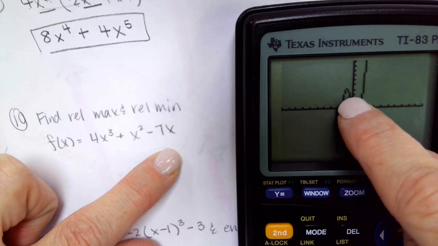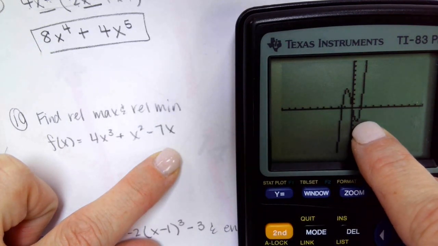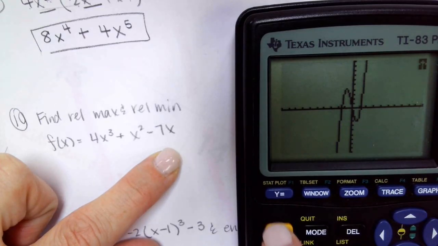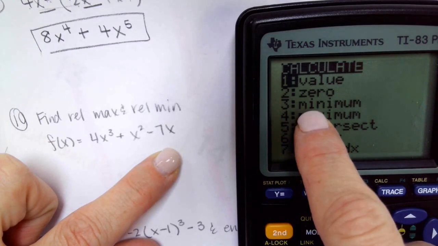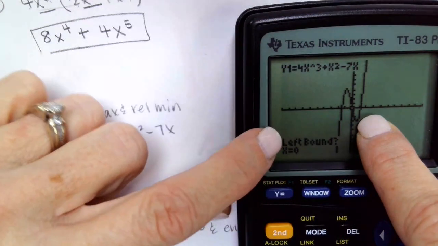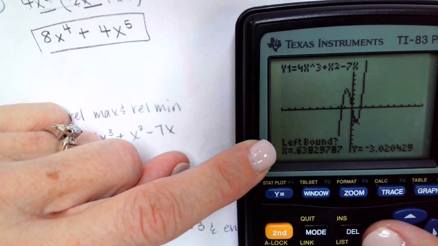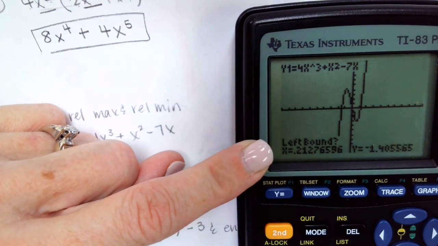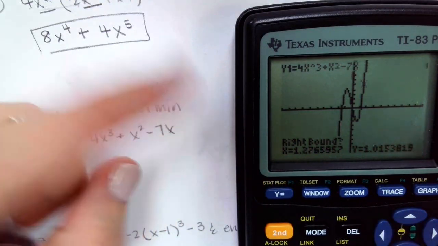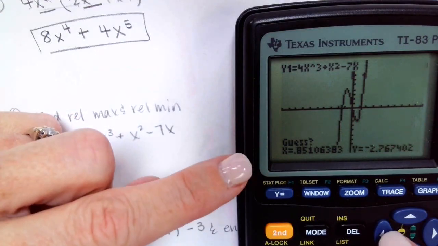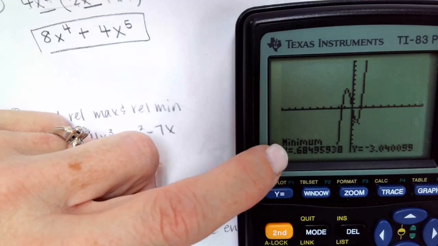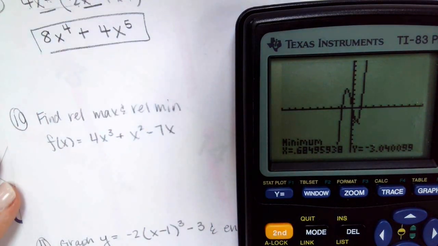Okay, you can see the max here and you can see the min here. The way that we find that using the calculator is second trace. We select minimum to find the minimum. The minimum is down here. I have to go to the left side of that minimum. So anywhere to the left of this is good. And then it says right, so I've got to go to the right of it. Anywhere to the right of it is good. And then guess means I'm going to come down here. And there's the minimum, 0.68, negative 3.04.